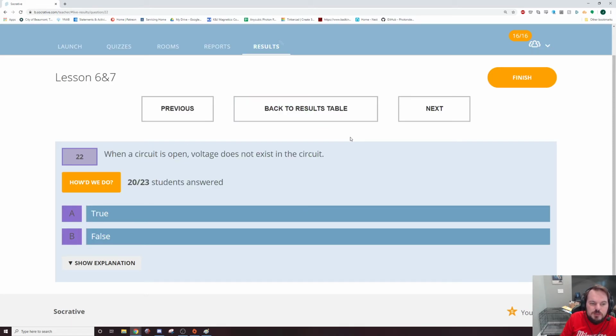When a circuit is open, voltage does not exist in the circuit. Voltage is just the potential for current. So even if it's open, there's still a difference of potential.